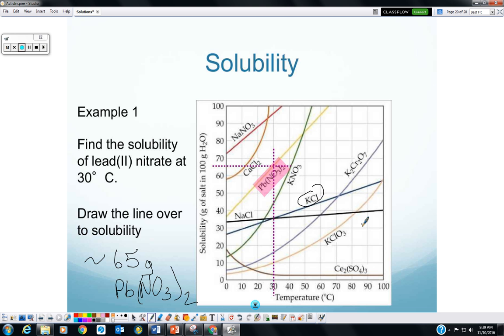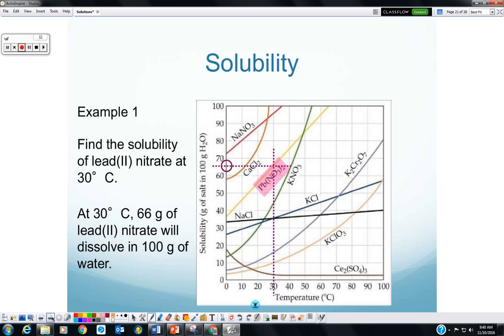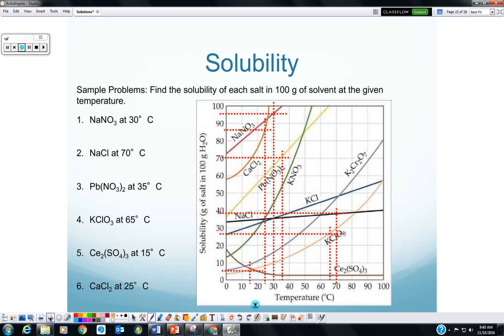A couple of things that you need to pay attention to on this graph. When the intersection is on the line, that is saturated. If the amount of substance is above the line, that is supersaturated. If the amount of substance is below the line, that is unsaturated. All right? So what I want you to do... That is the solubility curve for whatever substance it is. So we have different salts on here.